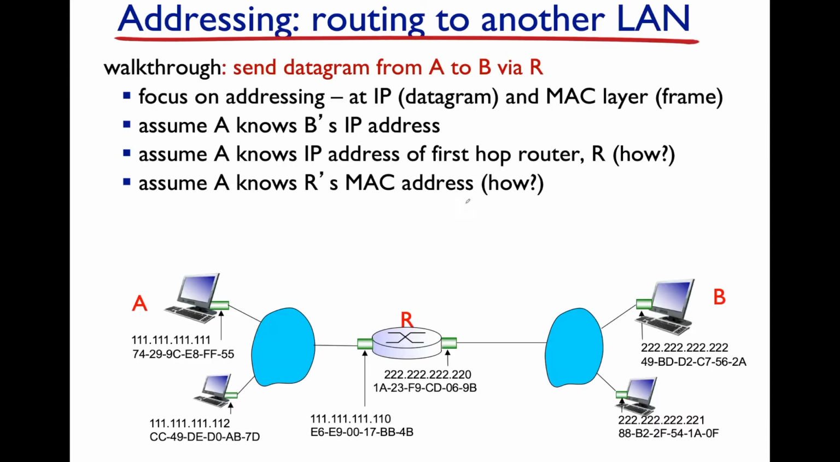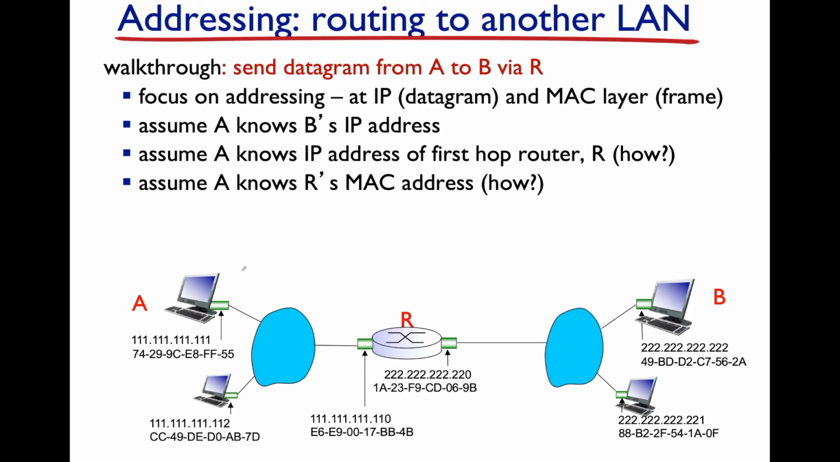So let's take a look at how this addressing occurs when you're trying to get a frame to another network. Now, of course, if you're trying to push any kind of packet from one network to the next, you're going to need a router as the intermediary to store and forward that particular packet.